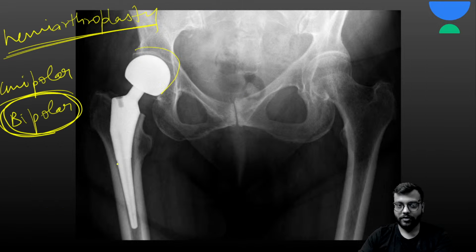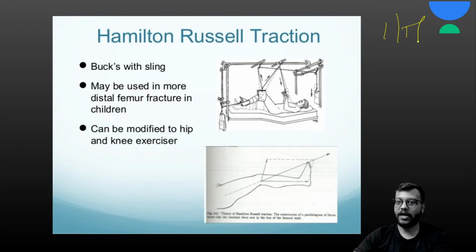Okay, after this, the Hamilton Russell traction, which was used before for the management of the IT femur fracture, but now it is not used. You can see in the image how cumbersome the procedure is. So just remember the name, that it is the Hamilton Russell traction. Okay, and it looks like this.